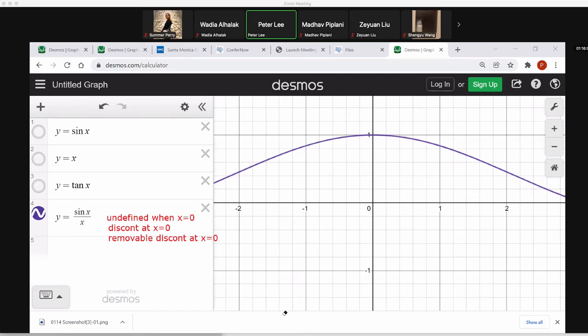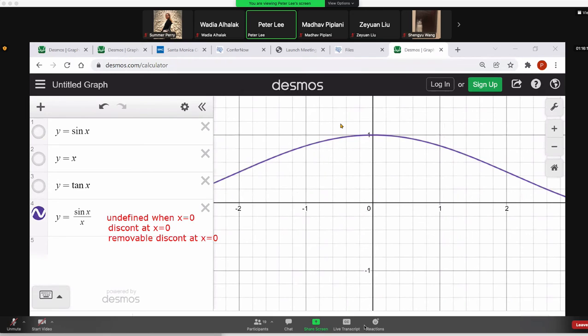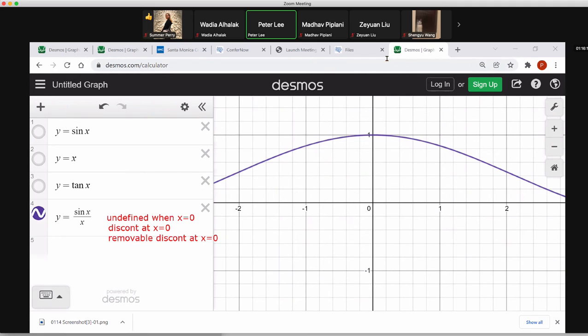Any questions on this? Any questions here? So let me just annotate. Okay, all right. Let me just save this, and then we'll have to say goodbye to this website. Okay, that's it.